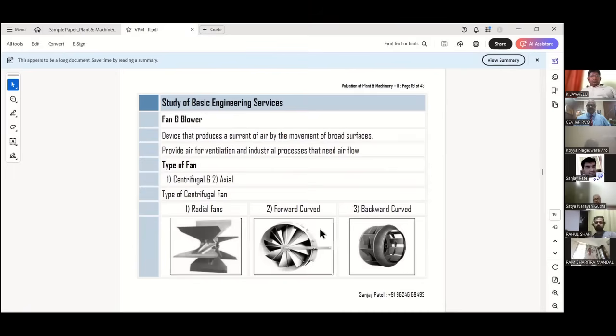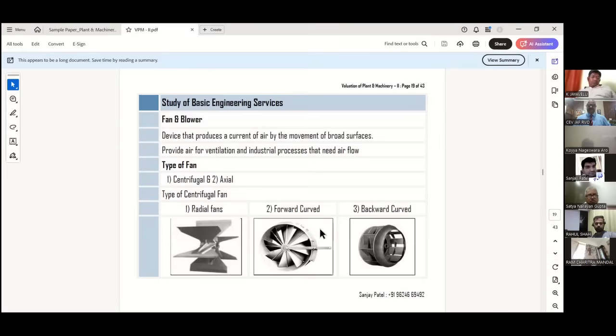Okay. Same, fan and blower. It is also supplying the air just like an air compressor. What is the function of the fan, and what is the function of a blower? Blower is used for cleaning with high pressure air, medium or low pressure air. Fan is just for cooling purpose.